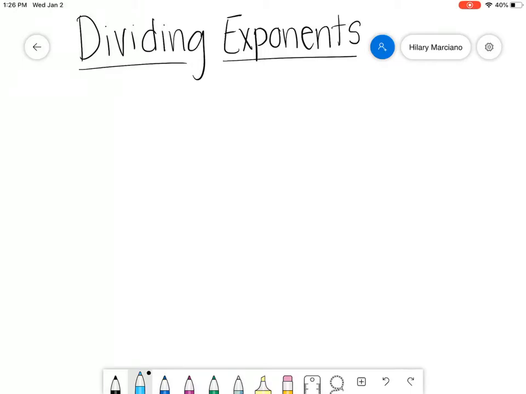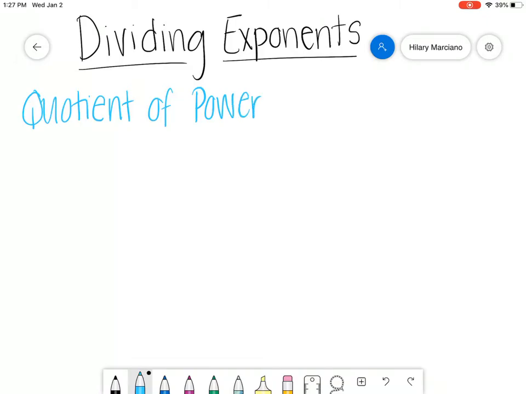Okay, so today we're going to talk about dividing exponents. The first thing we're going to talk about is a quotient of powers. Think back to multiplying exponents and what we did when we had two powers that we were multiplying by each other. We're doing a similar concept, but here we're dividing them by each other.